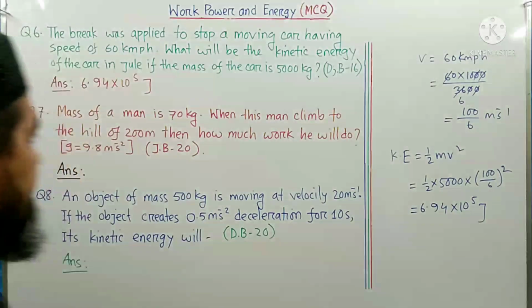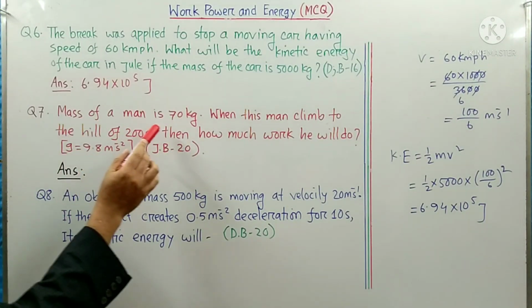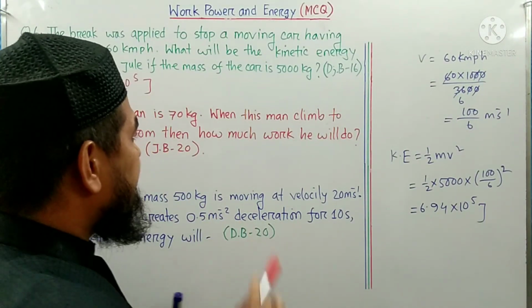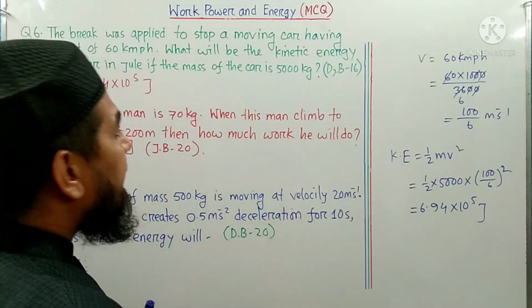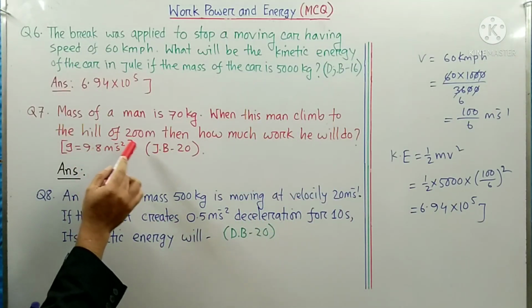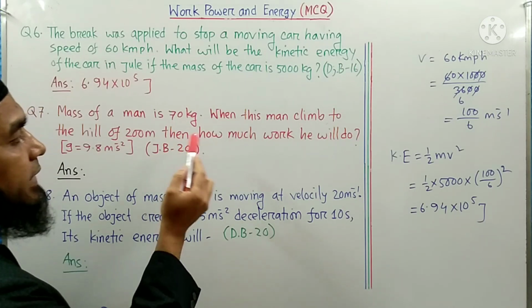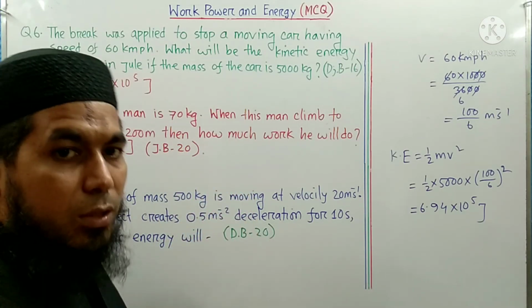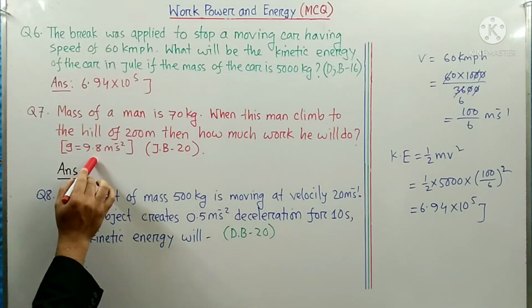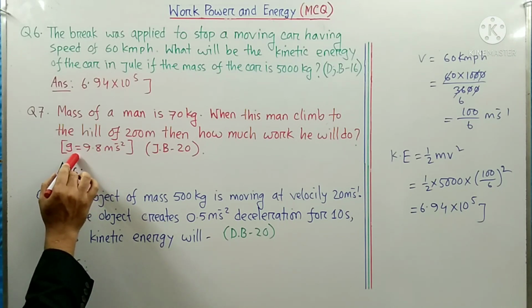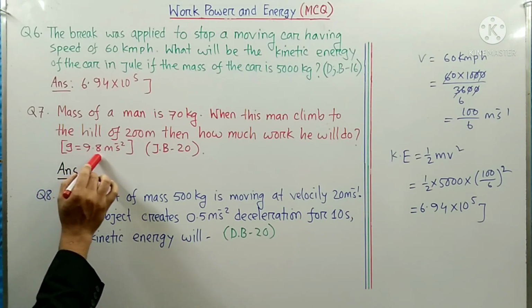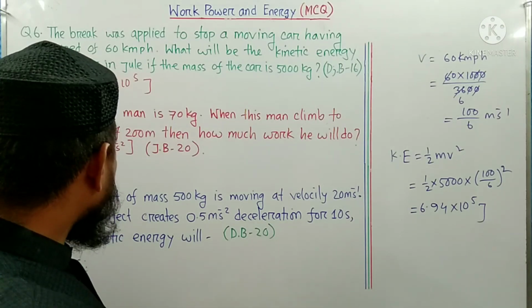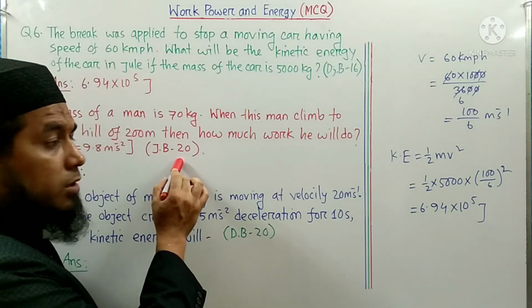Next question. The mass of a man is 70 kg. When this man climbs a hill of 200 meters, how much work will he do? Here the acceleration due to gravity is given as g equal to 9.8 meter per second square. This is a Jharkhand board question.